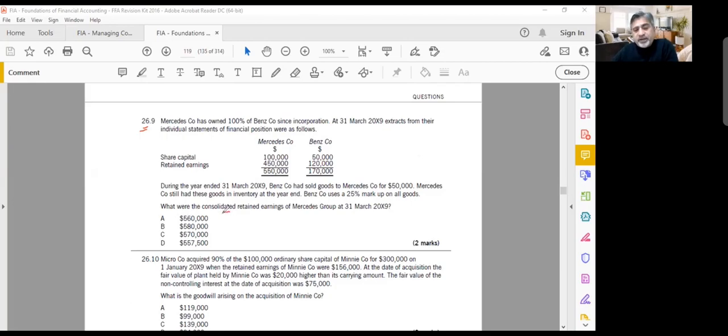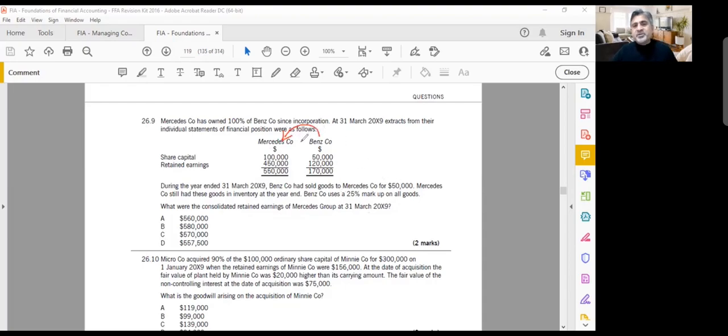It says, what were the consolidated retained earnings of Mercedes Group at 31st March 2009? Mercedes company has owned 100% of Benz company since incorporation, so there is no NCI. At 31st March 2009, extracts from their individual statements of financial position were as follows. Mercedes company share capital 100,000, retained earnings 450,000, Benz company 120,000. During the year ended 31st March 2009, Benz company had sold goods to Mercedes for 50,000. So Benz is selling goods to Mercedes.